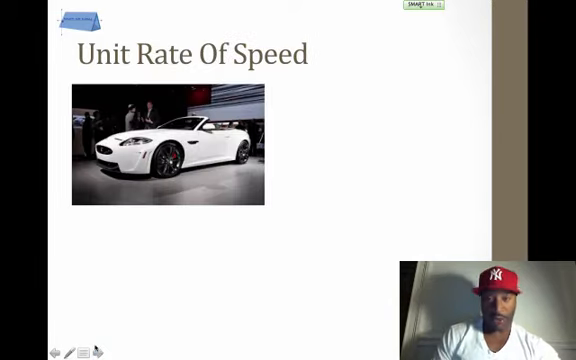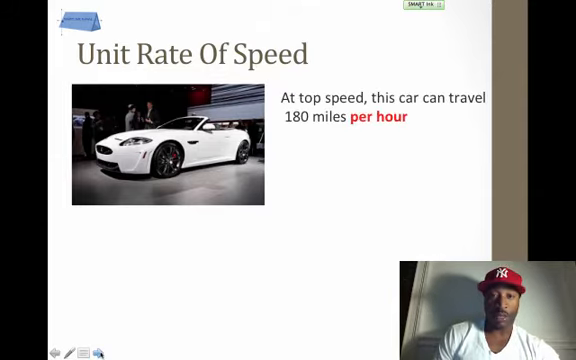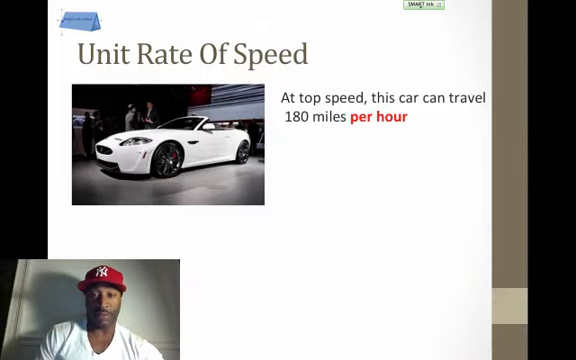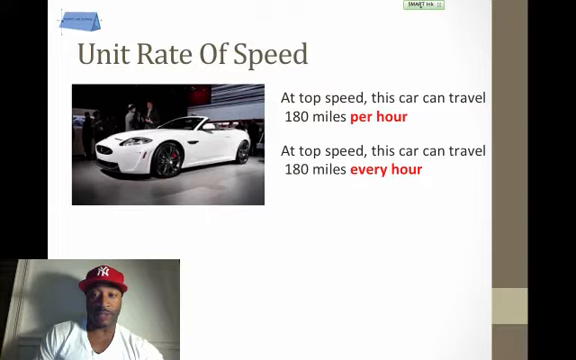Okay, so let's take this car here. Nice convertible Jaguar. We're going to talk about unit rate of speed. A lot of car manufacturers, to get an individual to buy the car, talk about top speeds. So let's read this here. It says at top speed, this car can travel 180 miles per hour. All right, so there's that per again. But we could also say at top speed, this car can travel 180 miles every hour. All right, so we're away from the per hour, and now we're saying that at top speed, this car can travel 180 miles every hour.